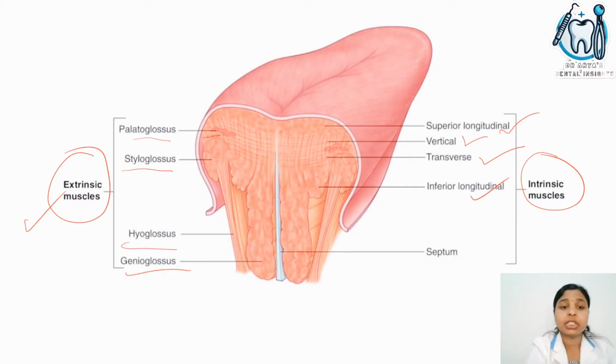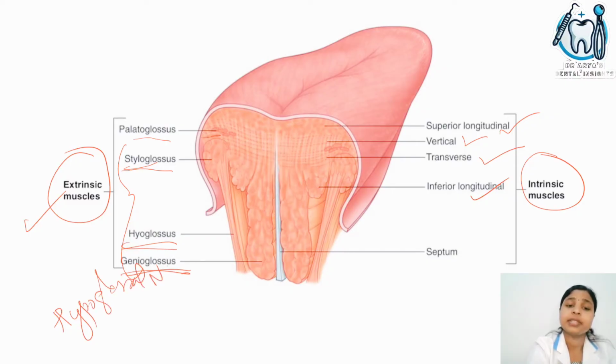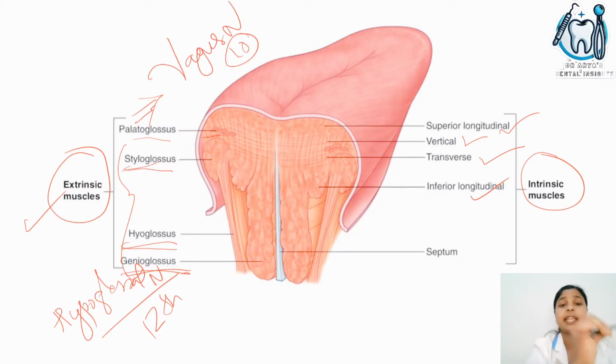the muscles styloglossus, hyoglossus and genioglossus are supplied by the hypoglossal nerve. Which one is the hypoglossal nerve? Yeah, the 12th cranial nerve is the hypoglossal. But palatoglossus is supplied by the vagus nerve. Which one is that? 10th cranial nerve. So all the muscles of tongue are supplied by the hypoglossal nerve except palatoglossus, which is supplied by vagus. Okay, so it is the 10th cranial nerve.